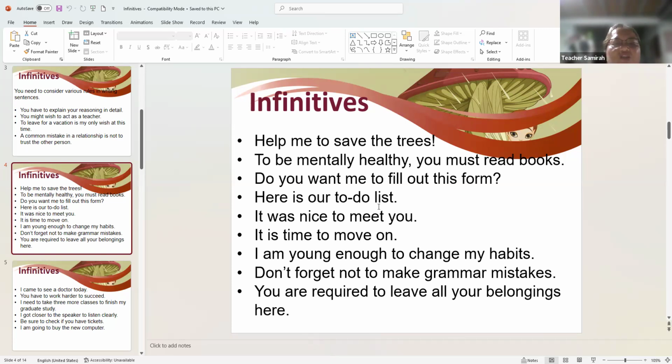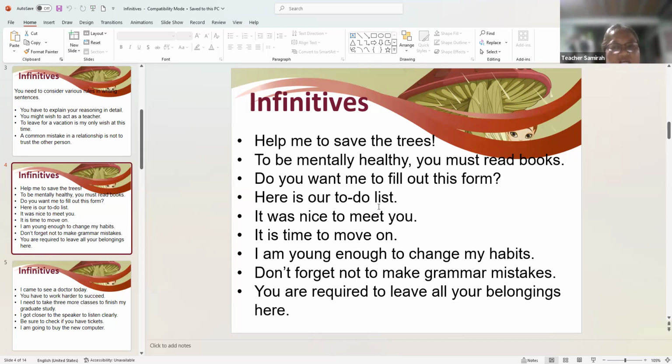And then look at this. To be mentally healthy, you must read books. As I look at the sentence, it was written in a manner that is not that predictable. Do you know what is predictable?